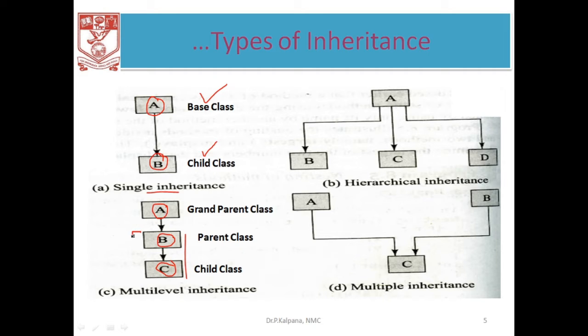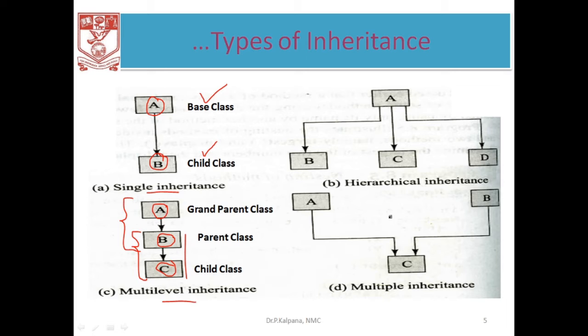As far as this level is concerned, B is the parent class and C is the child class. Whereas as far as this level is concerned, A is the parent class and B is the child class. Overall, A is a grandparent class, B is a parent class, and C is a child class, which means C is derived from B, and B in turn is derived from A. So this is called multi-level inheritance.